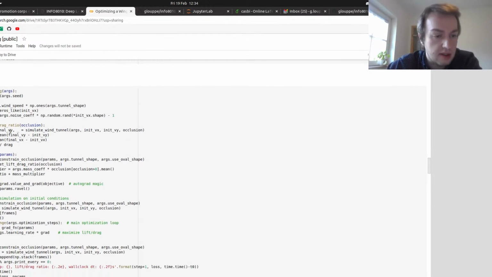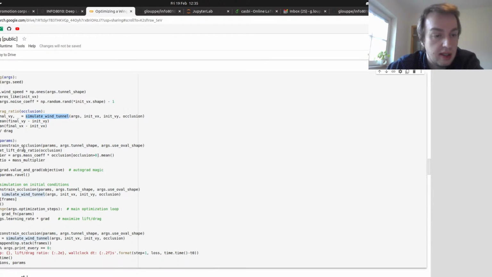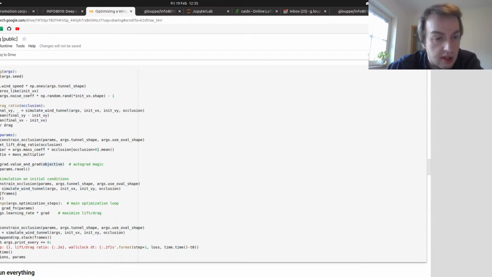And then that's the interesting piece. You have to define a loss that you want to minimize. In this case, what it would do is compute a lift and drag ratio, which would be obtained by explicitly just simulating the wind tunnel and then extracting these values, right? And then from this, you would have your objective function, which would compute this lift and drag ratio, which you would then optimize here.